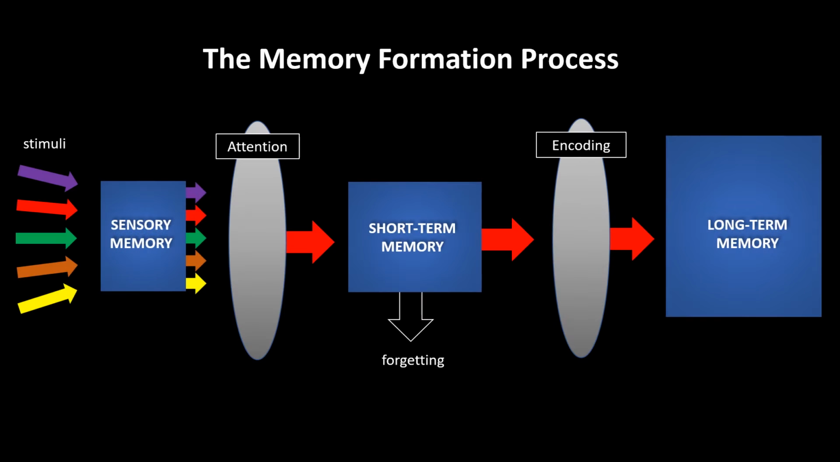Here is how memory is formed. Stimulus information comes in and is captured by sensory memory. We selectively attend to only part of that information, and it is sent to temporary short-term memory until it is either forgotten or we encode it into long-term storage.